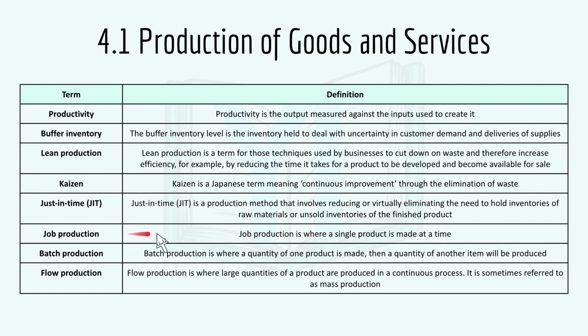And job production is where a single product is made at a time. Batch production is where a quantity of one product is made, then a quantity of another product item will be produced, and this keeps repeating. And flow production is where large quantities of a product are produced in a continuous process, and it's sometimes referred to as mass production.